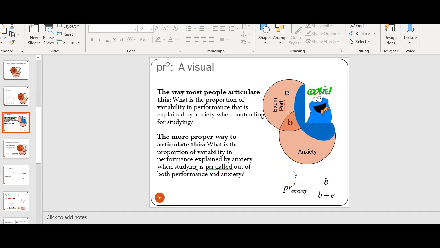So what does this mean in terms of the distinction between the size of an SR squared versus PR squared? A PR squared is going to be larger. It's going to be larger because it doesn't have as large a number in its denominator. It has a smaller number in its denominator, and given that the numerator is consistent across both, it's B in both cases of the SR squared and PR squared, then the only difference is it's out of a different total. In one case, the total is the entire exam performance variable. And then in the PR squared case, the partial squared case, it's only out of the E plus B space.